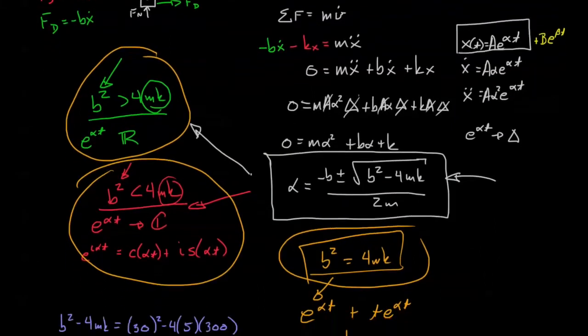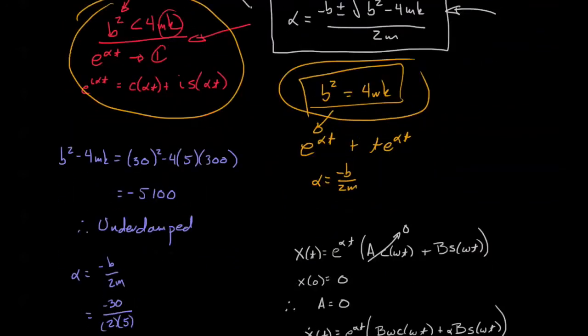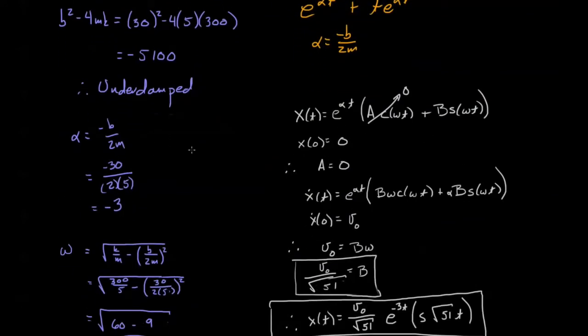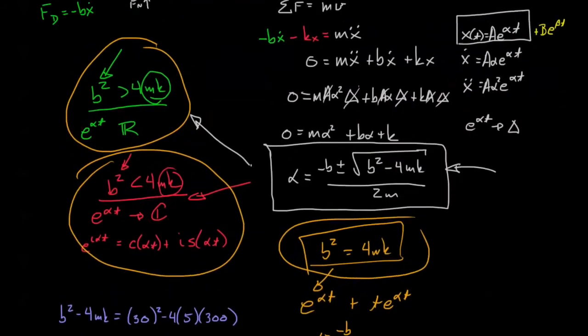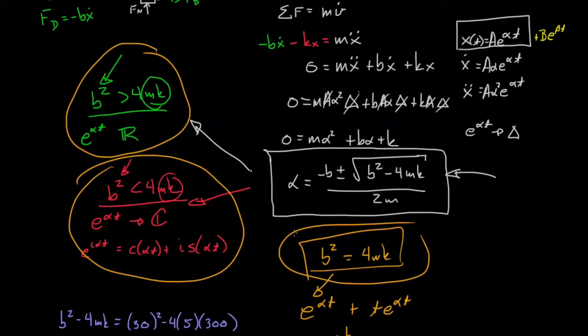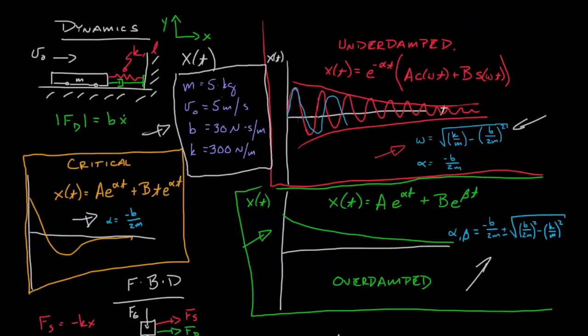Let's walk ourselves through and see what we got here. The first step that we did here is we found out which of the three scenarios are applicable for these numbers. And we find that b squared minus 4mk is a negative number, so we know that the system is underdamped. And if you recall, take a look at our green, our red, and our orange. B squared minus 4mk, that's going to be the red one because b squared is less than 4mk. So we know that the solution is going to be of this form right here.